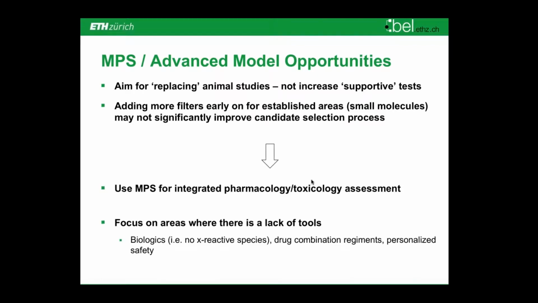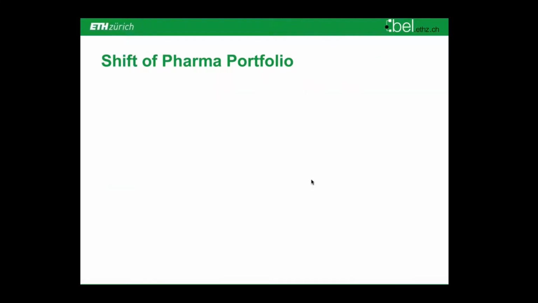So we have to use these MPS for integrated pharmacology and toxicology assessments, in my opinion, by connecting, for example, gut, liver, and kidney. This would add something that you can do typically in animals, but you could do it in vitro. And you have to focus on an area where there's a lack of tools, like the cross-reactivity of species. As soon as you involve the immune system, it's very difficult to do it with animals. Look at drug combination regimens or personalized safety.